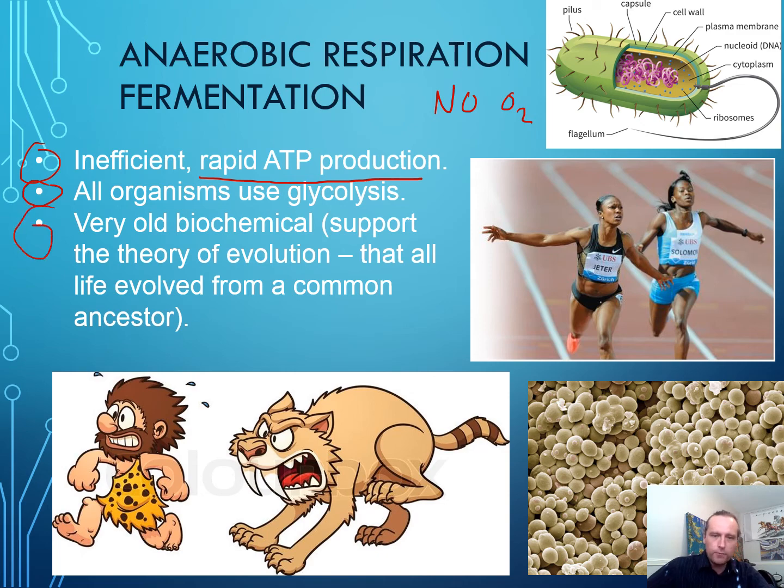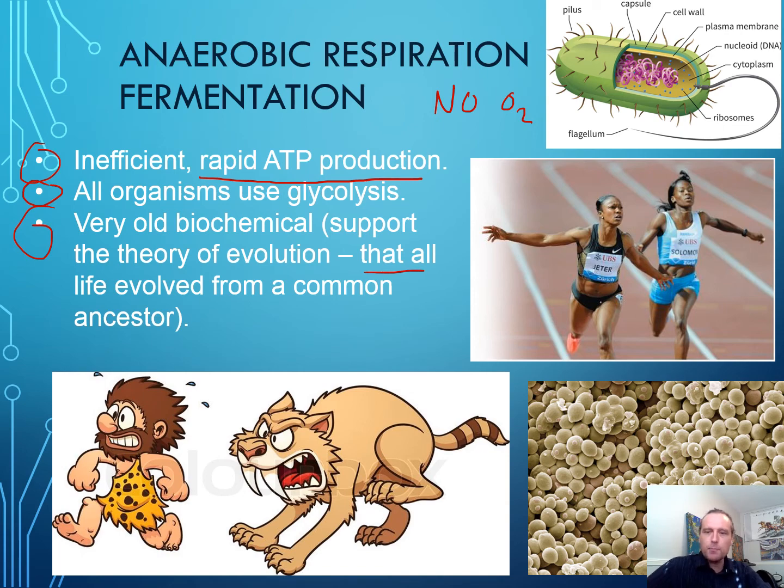It is very old, this biochemical pathway. It supports the theory of evolution, i.e. that if all organisms on Earth are essentially using the same enzymes, substrates, and products, that suggests we have a common ancestor, i.e. one cell. Pretty wild. But it is what the evidence suggests. So very old, and it suggests that all life evolved from a common ancestor.